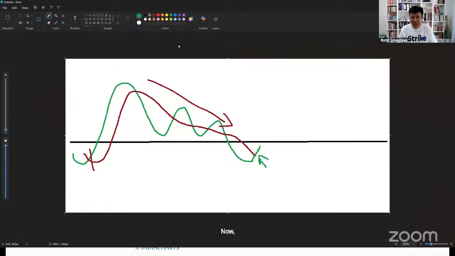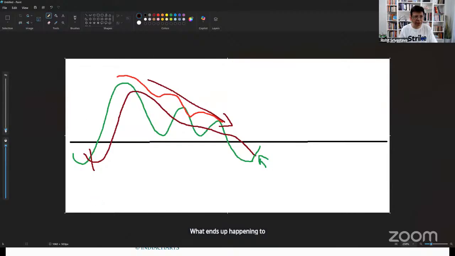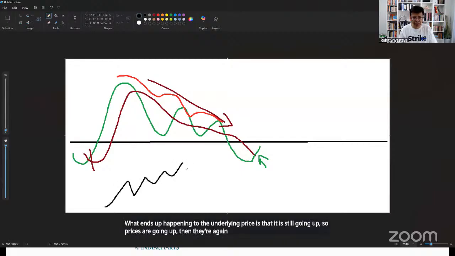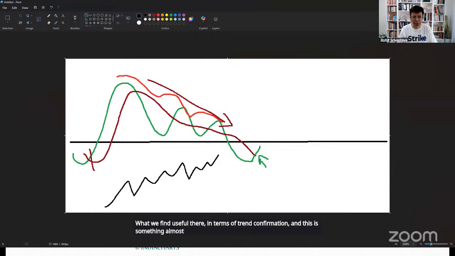Now, while you're doing this waiting, what also additionally helps is knowing when to get out. That's a question people ask. The trend is still up over here, which means when we look at the underlying price, it is still going up. Prices are going up, then they pull back, and then they're again going up.